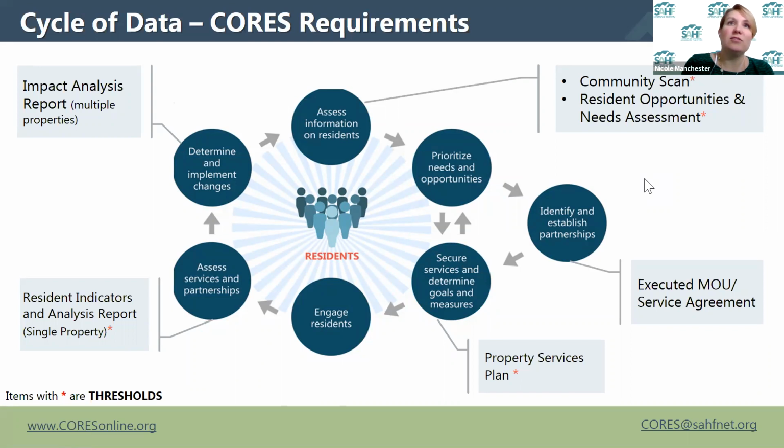And so going back to the cycle, for the CORES certification there are a number of key documents required that can demonstrate an organization's collection and use of data. This is just a number of them, such as doing the resident needs and opportunities assessment, which can inform the property services plan, which then can get rolled up into a resident indicators and analysis report. And then that can inform, if you're looking at multiple properties, this impact analysis report. So those are just a few key examples. There's also a short video available on the CORES website that walks through some of these key documents as well. It's in the resource library on the CORES website.